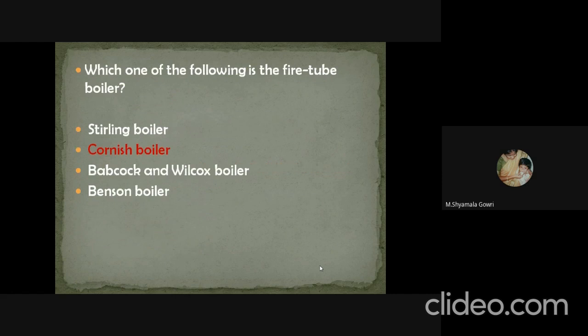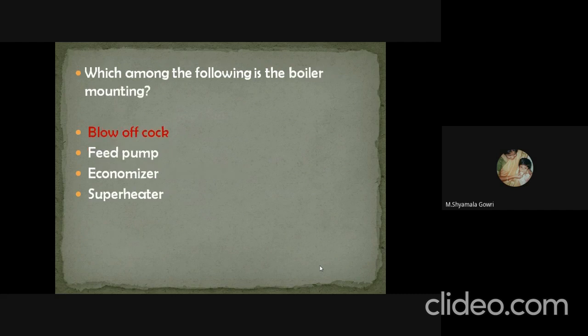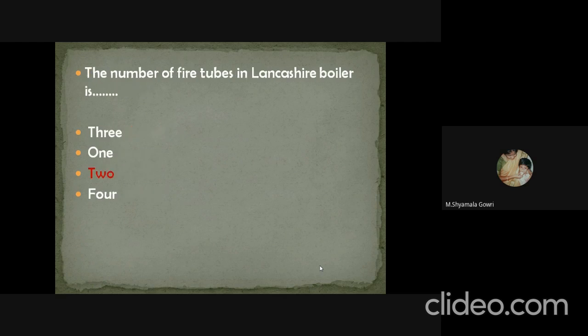Which one of the following is a fire tube boiler? We have four boilers given: Stirling boiler, Cornish boiler, Babcock and Wilcox boiler, Benson boiler. In all the four, the fire tube boiler is a Cornish boiler. Which among the following is a boiler mounting? Blow-off cock is the correct answer. The number of fire tubes in Lancashire boiler is 2.